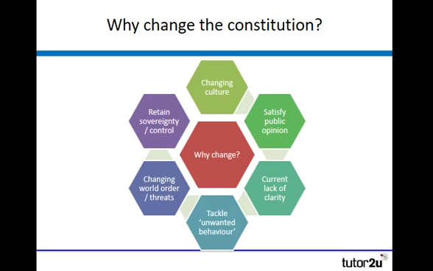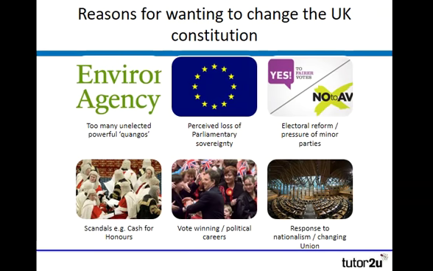Possibly there could be a changing world order, additional threats. So certainly the events of 9/11 and terrorism attacks from 2001 onwards led to acts such as the Civil Contingencies Act, which allowed the British government to effectively override virtually any law in the UK apart from the Civil Contingencies Act and the Human Rights Act in order to manage the country in an emergency. It could also be for retaining parliamentary sovereignty and some degree of control.